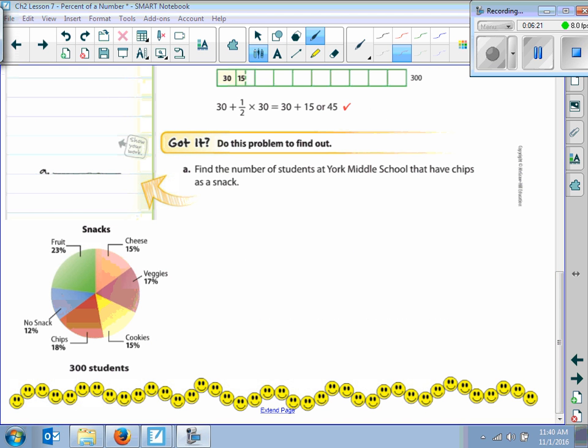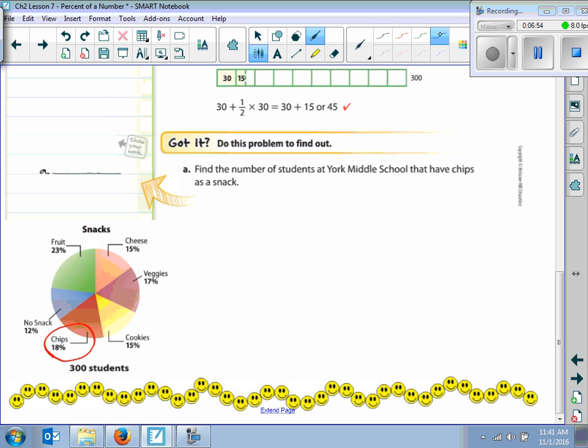So it says, find the number of students at York Middle School that have chips as a snack. Okay? So let's do this with writing the percent as a fraction. What percent chose chips as their snack? 18%. 18% chose chips, right? So the first thing we're going to do is write that as a fraction, 18 hundredths.